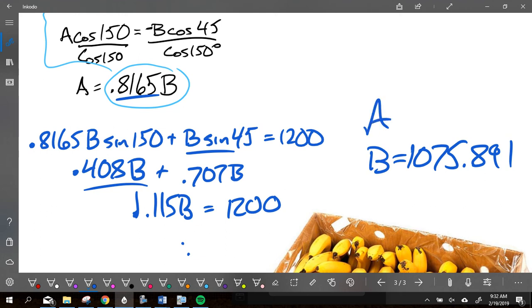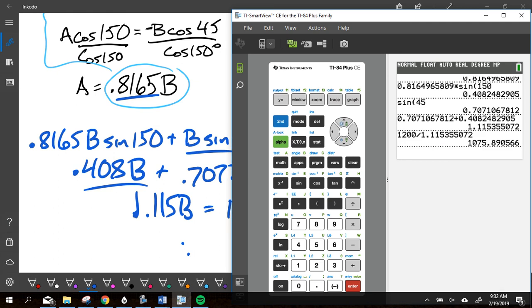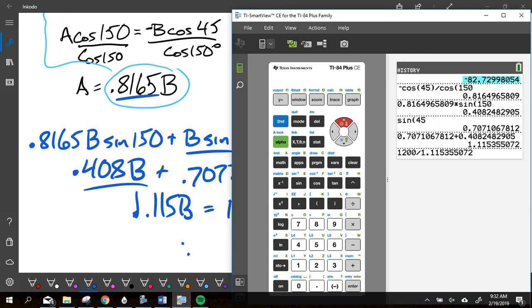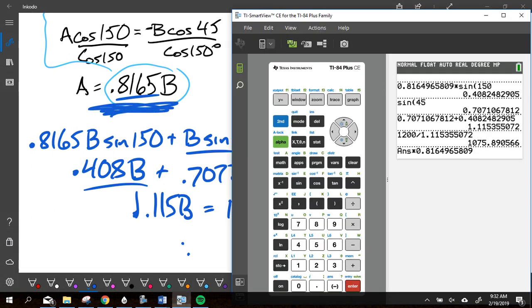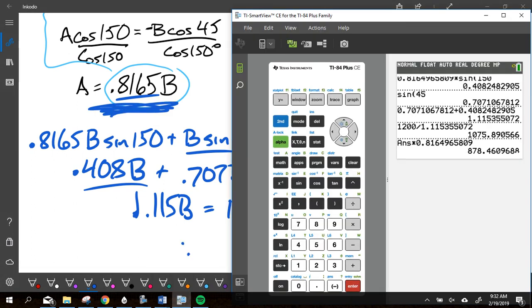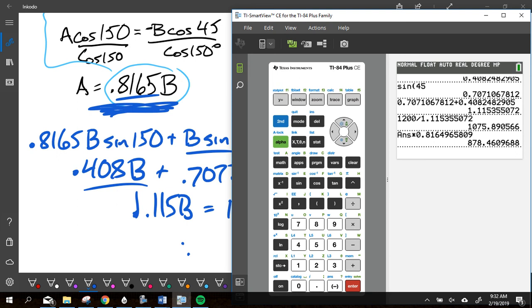What could I do to find A? I'm going to plug it back in. I'm taking that times that B number, which was up here, this 0.8165 number, plugging into this equation right here. It gets me my A value is 878.461.